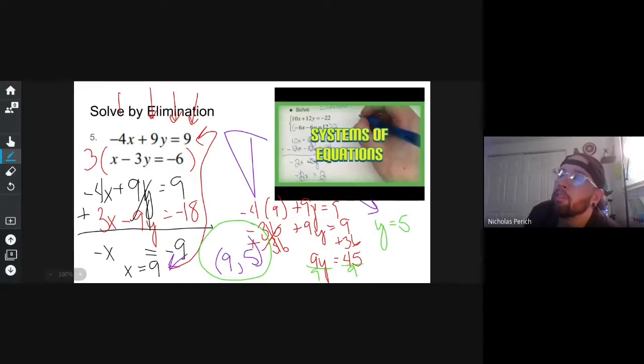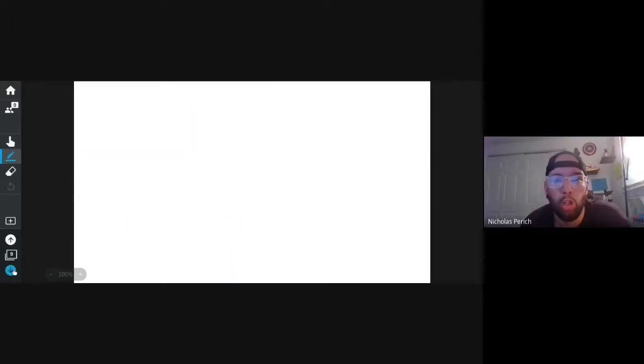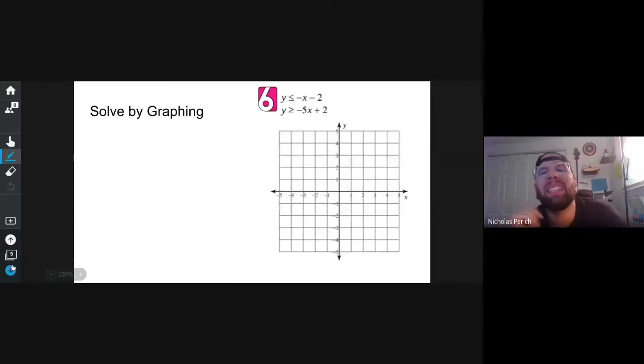All right, so that was solving systems of equations. What if I ask you to do something different, like solve systems of inequalities? Easy. You know how to graph this. So let's graph it. It's green. Start at negative 2. Put a dot. My slope is negative 1. So up one, left one, up one, left one, and so on.